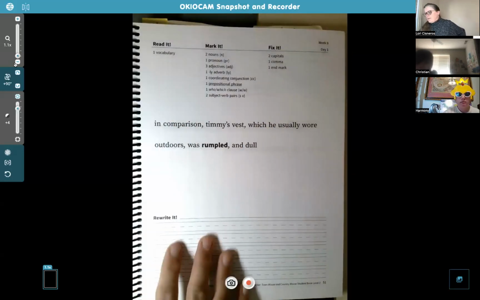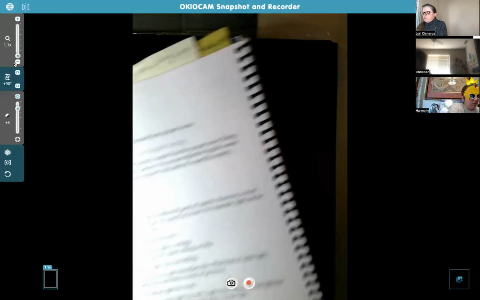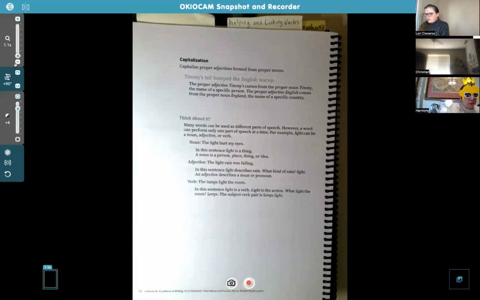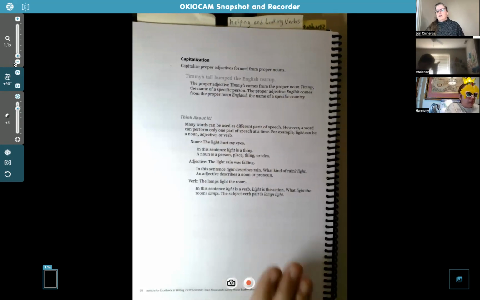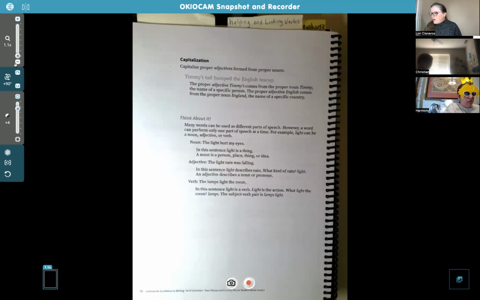Okay, next page, on the back of that, there's a little bit more. This is page 50. We're talking about capitalization. Are you still with me, Christian? You on this page 50? Okay. Proper adjectives formed from proper nouns. So, you know, proper nouns are those nouns that are names, like even your name is capitalized. My name is capitalized. The name of a city, the name of a restaurant. Names of pretty much everything are proper nouns.